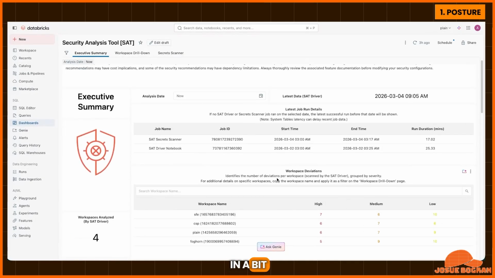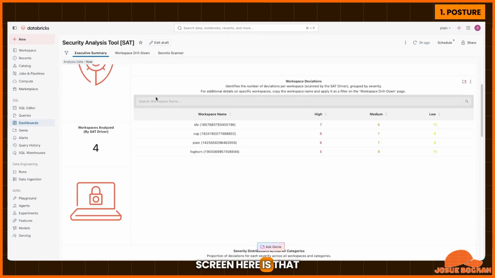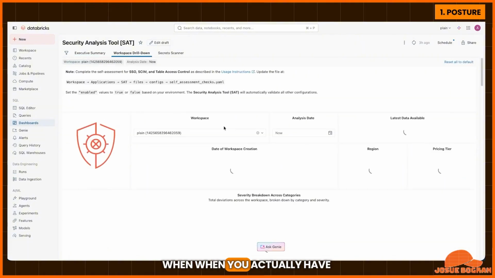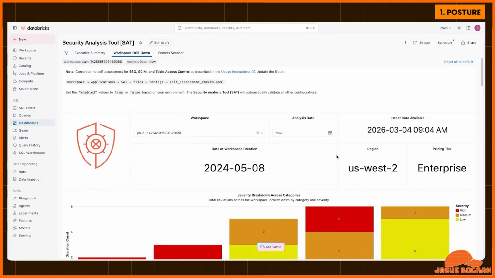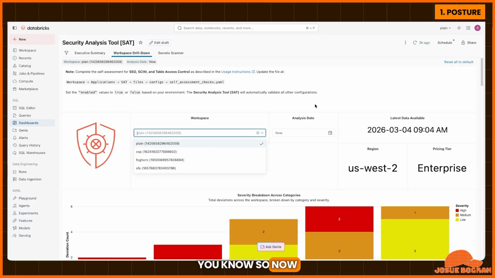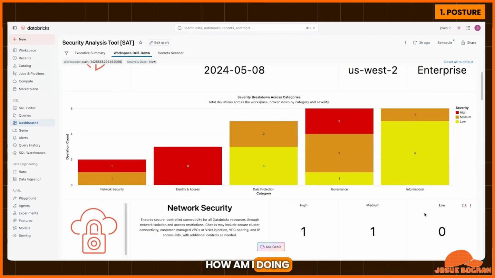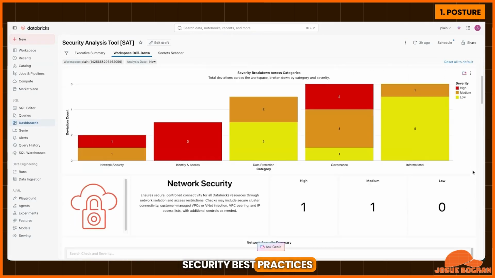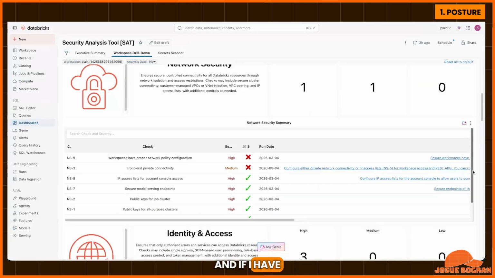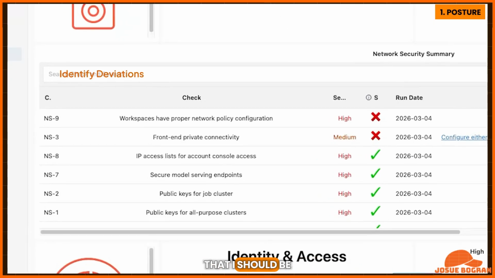We'll get into that in a bit, but the most important screen here is that once you run this, you are able to get a deeper dive into each of those workspaces. So now I want to understand how I am doing against Databricks security best practices, and if I have any deviation that I should be focusing on.